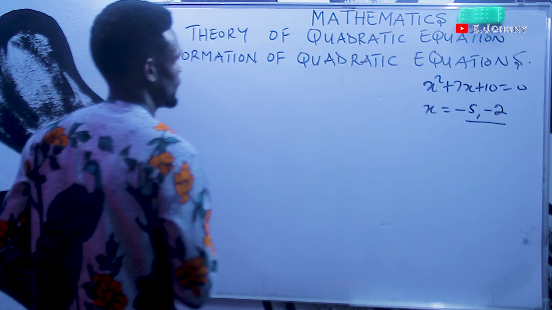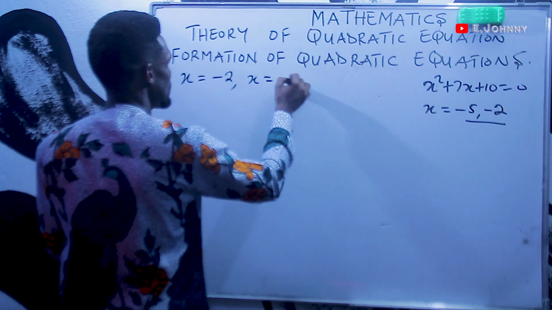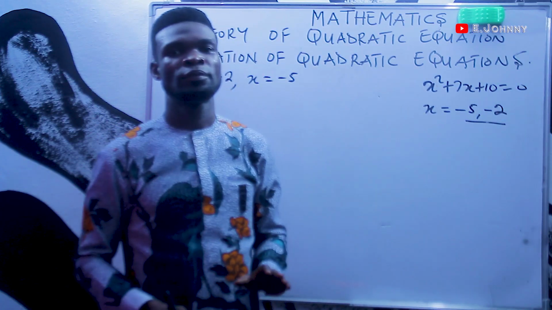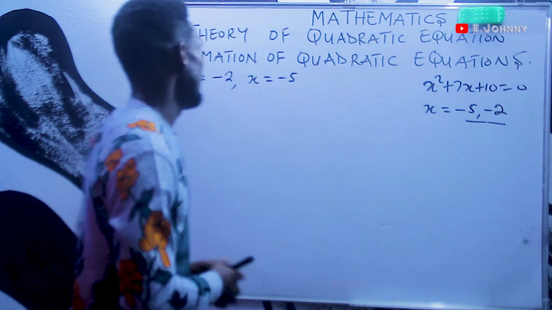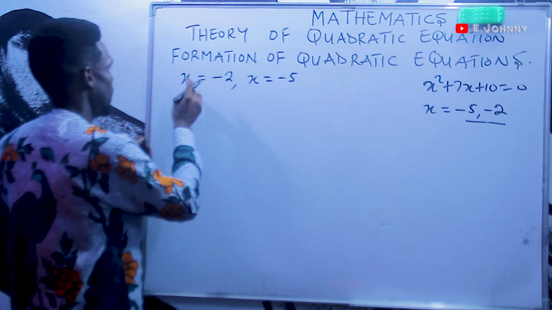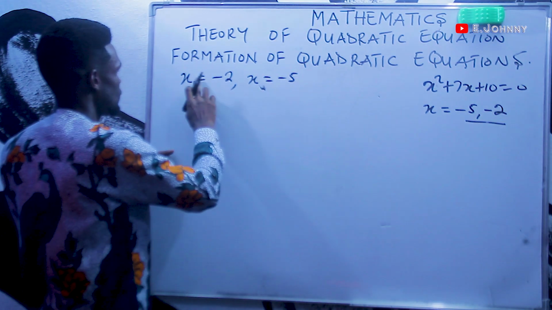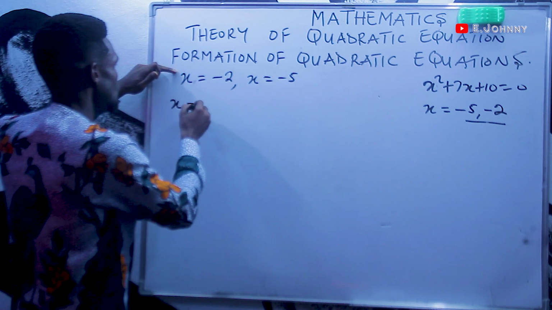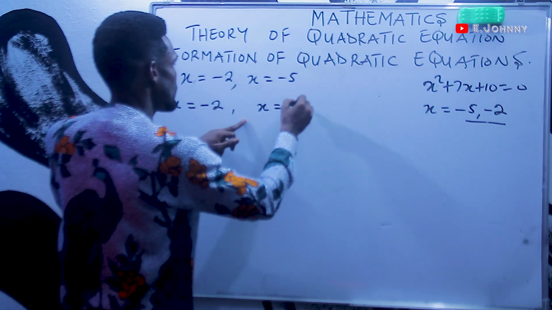So, example, given that x is equals to minus 2 and x is equals to minus 5. These are the roots. We want to solve from this root back to the quadratic. There are two ways to go about it, and I'm going to show you the two ways quickly. So, if these are the roots, how do I form my quadratic? Let me say this is x1 and this is x2, the two roots. Or even if you don't give this, there's no problem. It's still the same thing. So x is equals to minus 2, and here x is equals to minus 5.